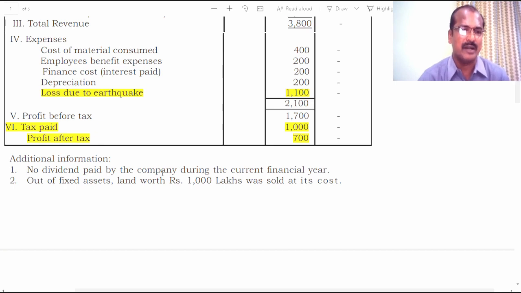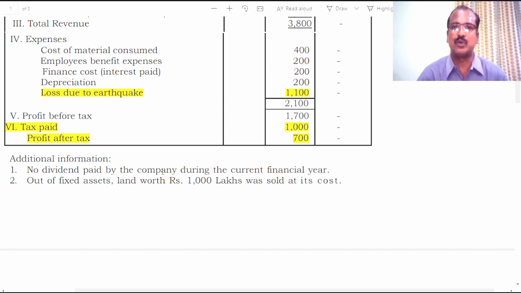Additional information number 1, no dividend paid by the company during the current financial year. The point is so simple. Let us not further ask any questions with regard to this particular point. Just go by the problem. If the problem instructs you to do certain things, you follow the direction. So here you forgot about the dividend to be paid to the preference shareholders, the dividend to be paid to the equity shareholders as well.